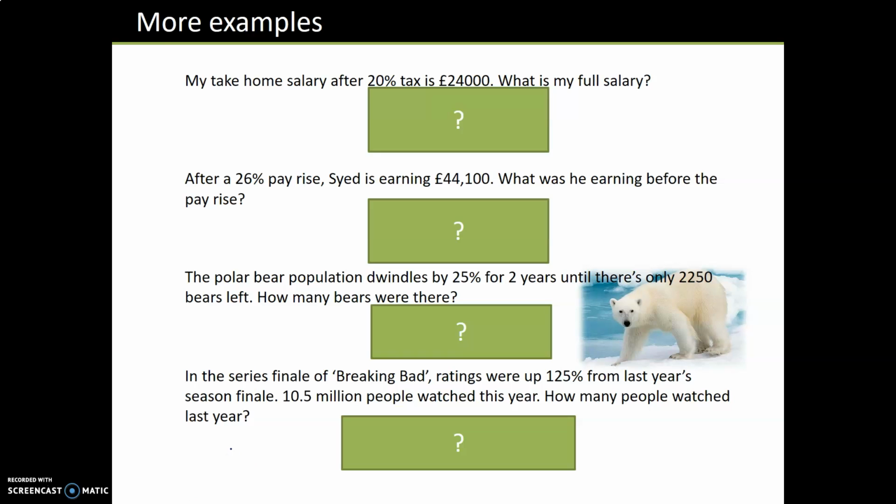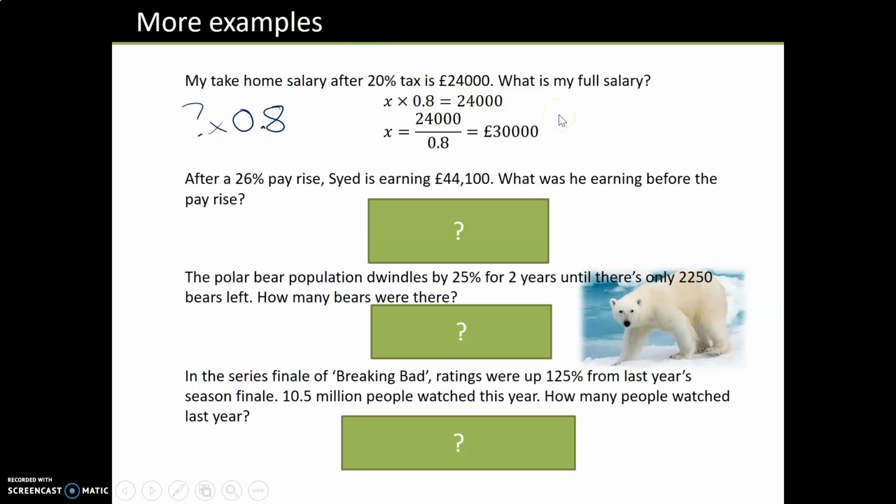So here are some more examples. If your take-home salary after 20% tax is 24,000 pounds, so for the full salary, 20% tax is applied to my original salary, whatever that is. So I'm going to reduce that by 20%, so that something times 0.8 is 24,000. So what I'm going to do is divide by that 0.8, and that's going to give my full salary.